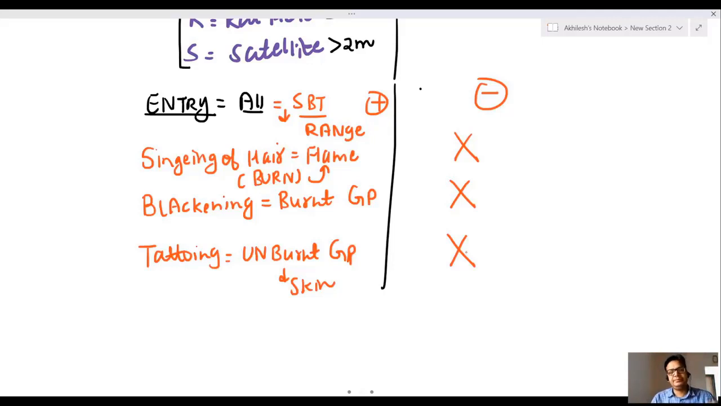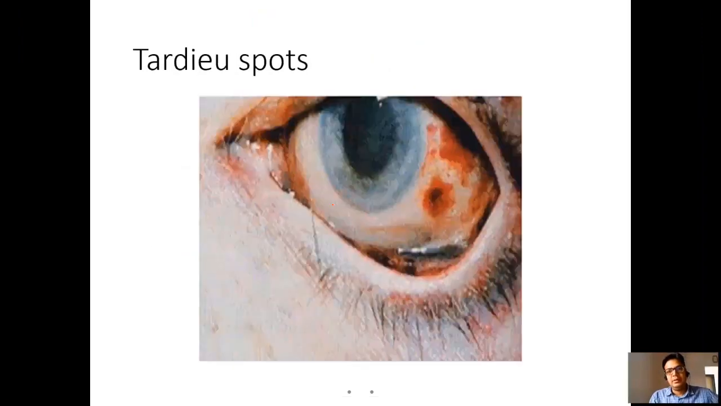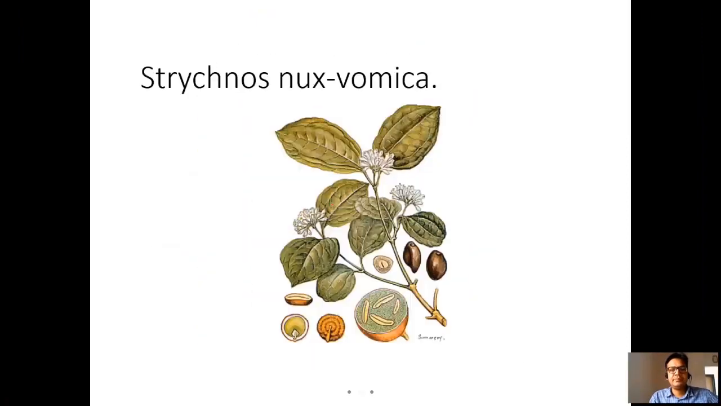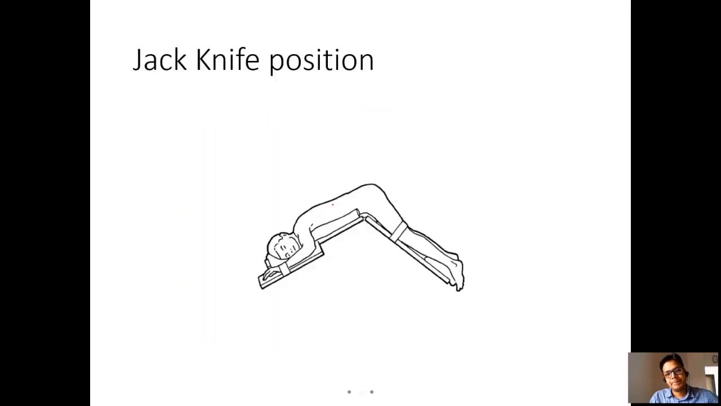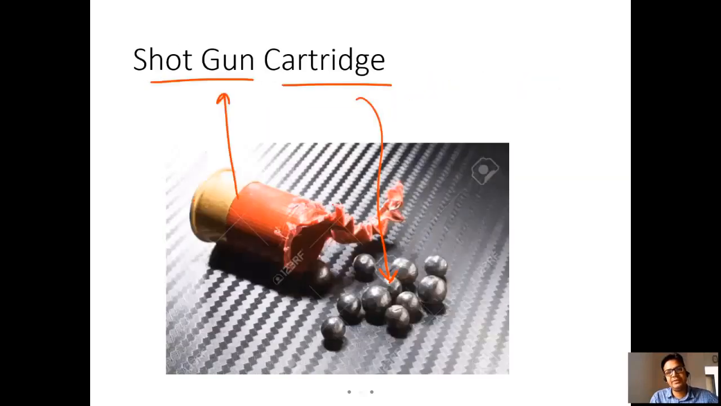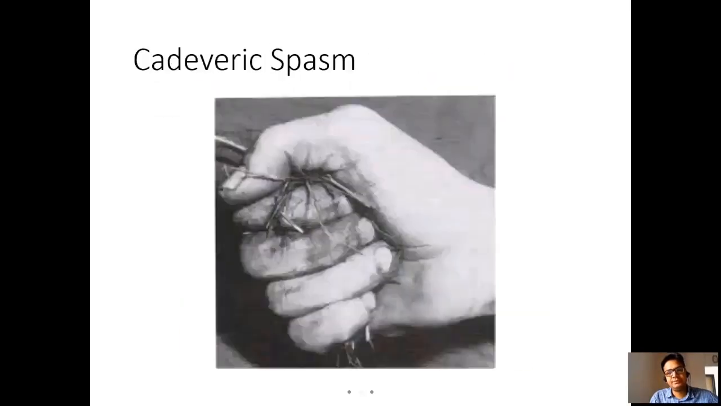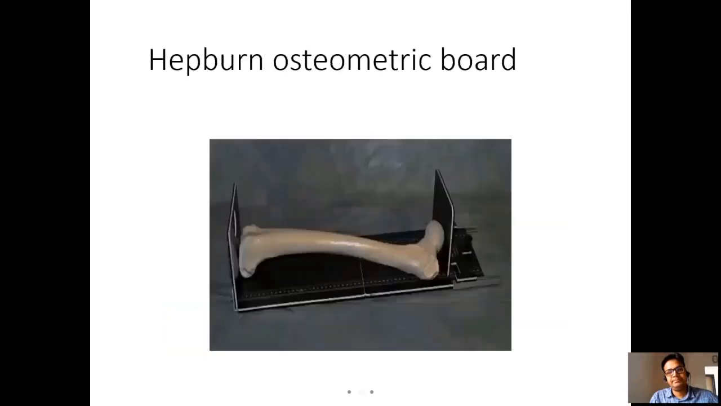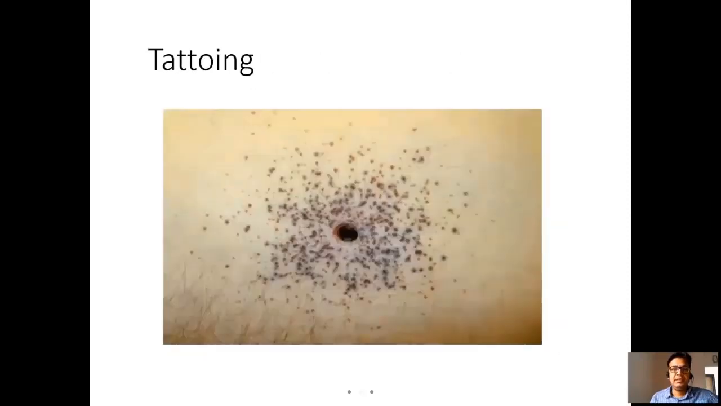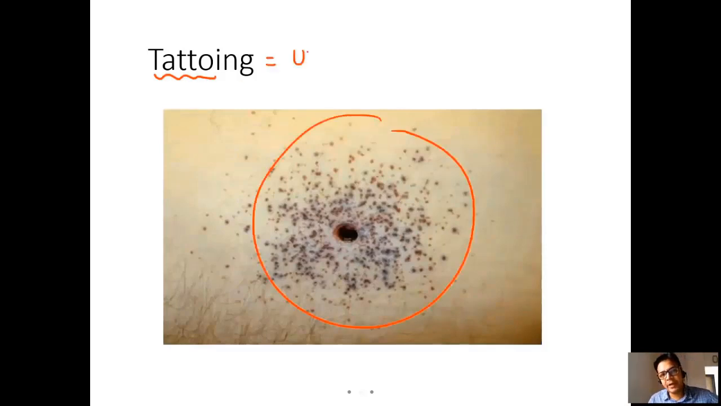Now, see, I will show you some pictures. Sometimes these pictures come in exam. Yes, we have seen this one. This is a dum-dum bullet. We have seen this one, which is a very important picture. Images, very important. Sir, this is tattooing. Is it burnt gunpowder or unburnt gunpowder? It is unburnt gunpowder that goes in the skin. This is known as tattooing.